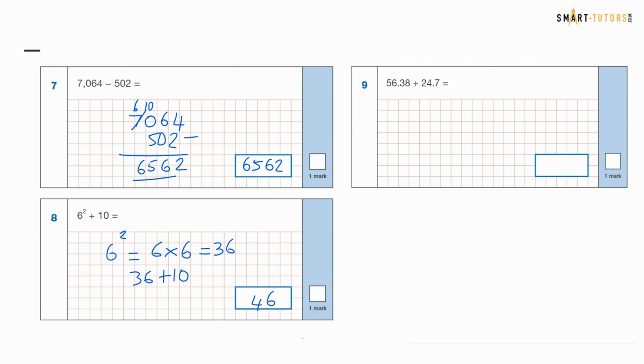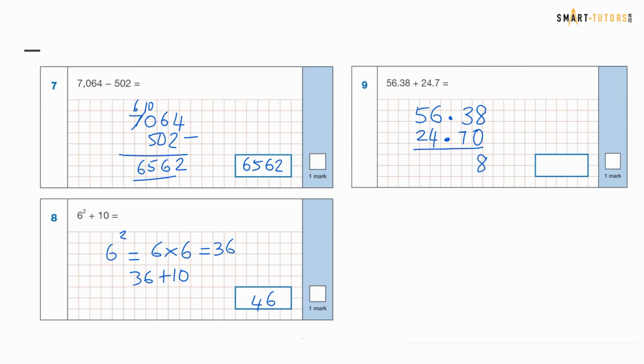56.38 plus 24.7. Okay, so this is decimal addition. So you do 56 add 38 add 24.7. Make sure you're lining up the decimals as well. When you're doing that, you can add a placeholder if you need.